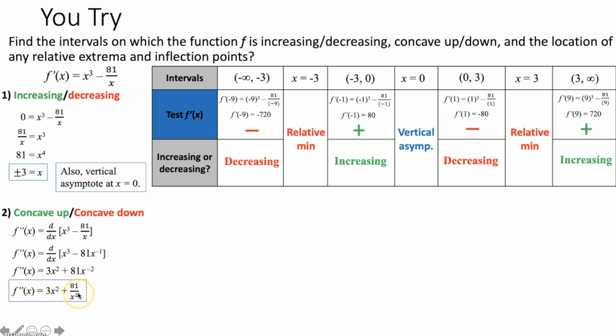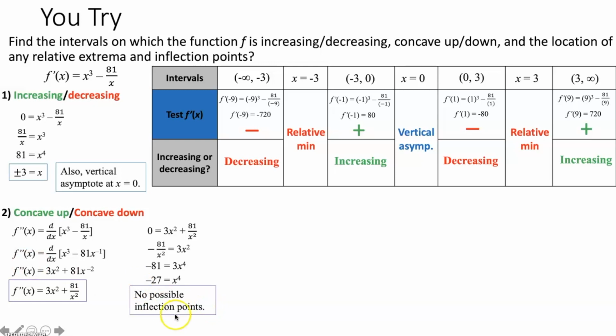Now that we have our second derivative, we can determine our possible points of inflection. So to do that, we need to figure out where does the second derivative equal 0. So we set the second derivative equal to 0, and we solve for x. So how do I solve this for x? Well, I guess I could subtract 81 over x squared from both sides, multiply both sides by x squared, divide both sides by 3, take the fourth root of both sides. Oh, I can't take an even root of a negative number. So there are no possible points of inflection.